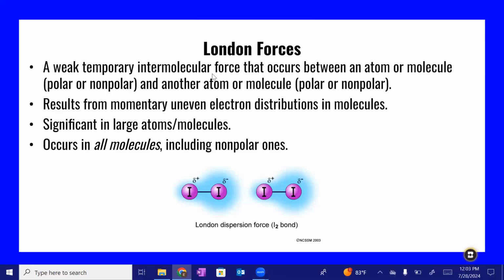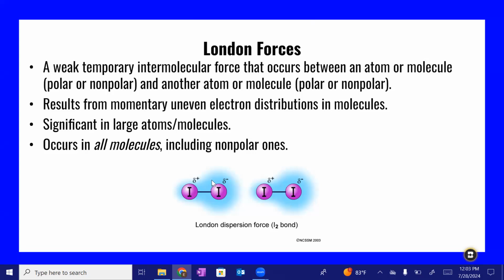And there's the London dispersion force. This London dispersion force is very weak. It's the weakest of all the intermolecular forces, and it's in every molecule. Every molecule, whether polar or non-polar, has this London dispersion force. It is very weak and is not permanent, it is temporary.